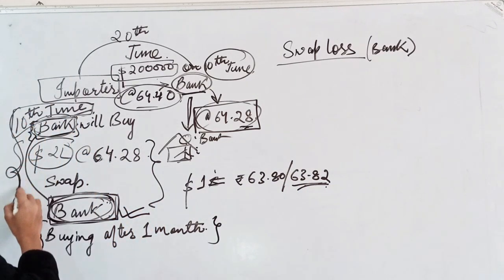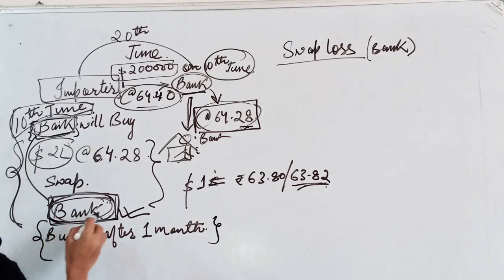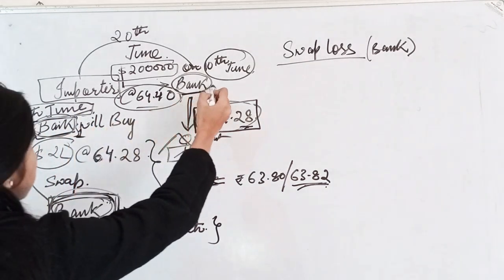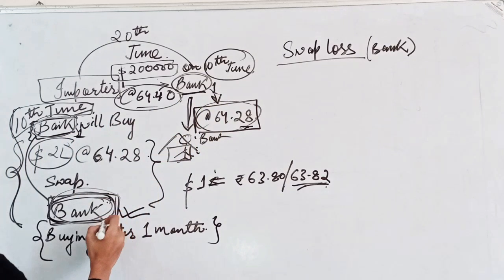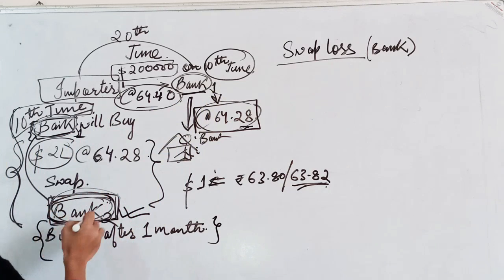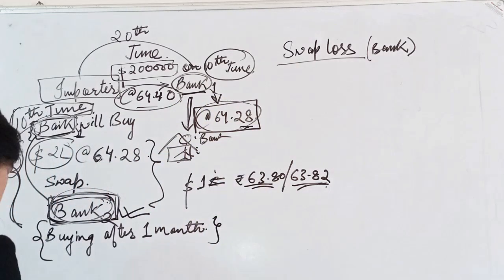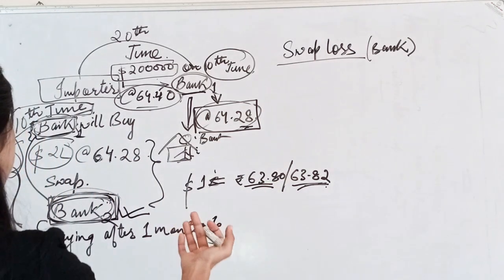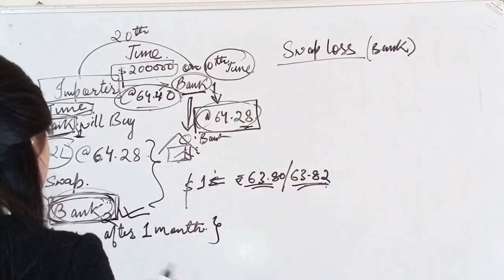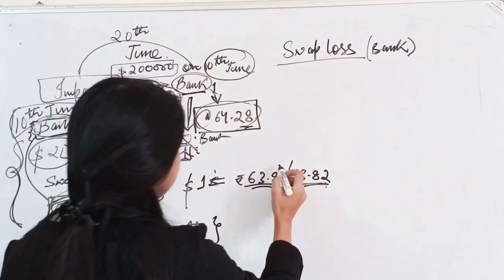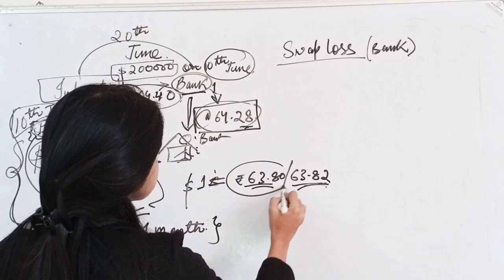In this case, we have to see from the view of this bank. So this bank is bank 1, and the other bank involved in the swap is bank 2. Bank 2 will buy from bank 1 at 63.80, but the exchange margin will not be applicable because the transaction is between the two banks. Fine. So for the swap loss, bank 1 will sell at 63.80.